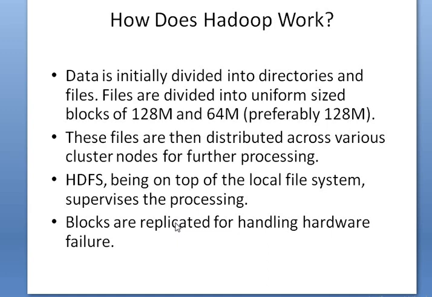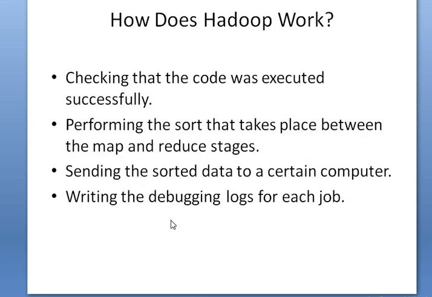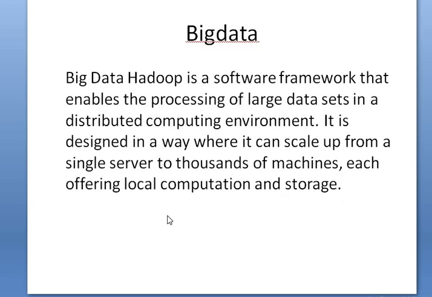Hadoop distributed file system, being on top of the local file system, supervises the processing. Then blocks are replicated for handling the hardware failure, checking that the code was executed successfully. Then performing the sort that takes place between the map and reduce stages, sending the sorted data to a certain computer, writing the debugging logs for each job. In this way, the Hadoop's working.